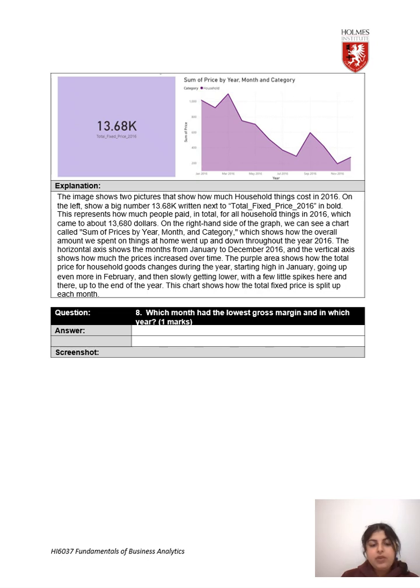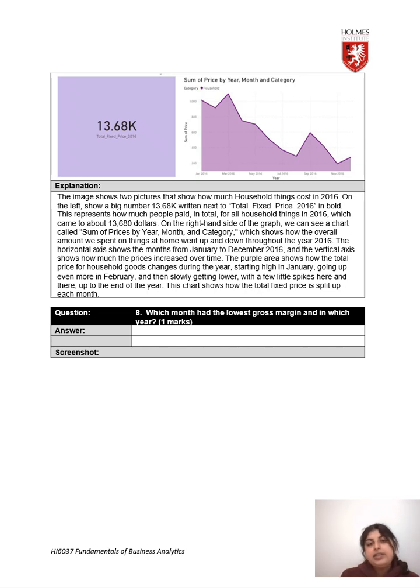And on the right hand side we can see the graph, which is the sum of the year for month and category, and which shows the overall spending on household items in 2016 from January to December. The horizontal axis shows the months from January to December, and the vertical axis shows that the prices increase over time, and the purple area shows how the prices of the household items change and fluctuate over time.